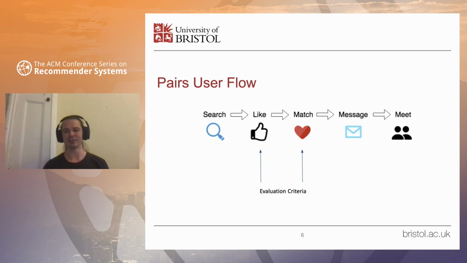And then after users have matched, they can message and they can meet. Obviously, ideally, we would like to use something like a relationship as our evaluation goal. But because it's very difficult to get that data, we use likes and matches as our binary indications of unidirectional and bidirectional preferences.